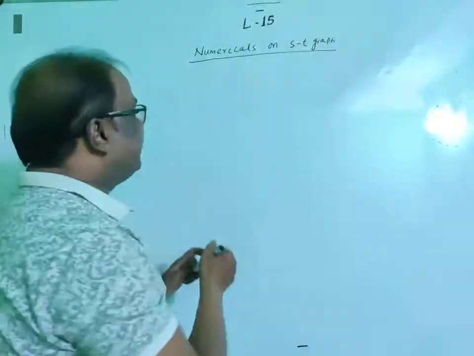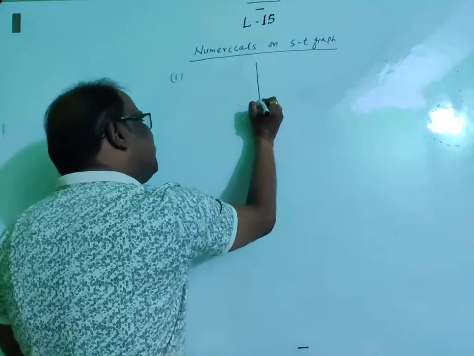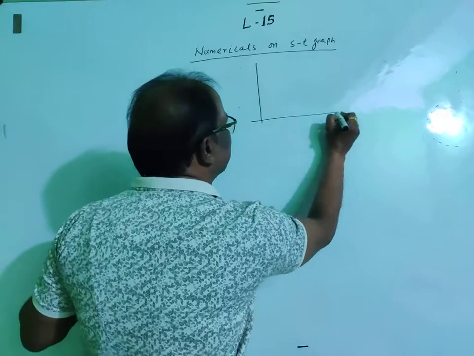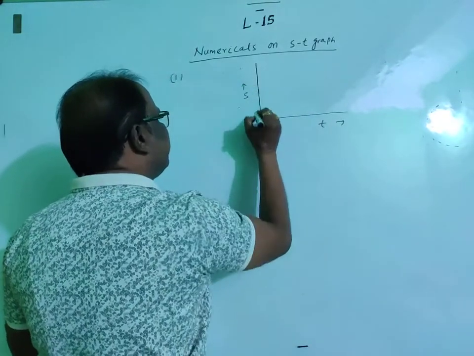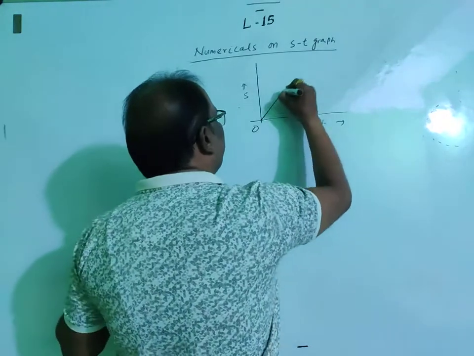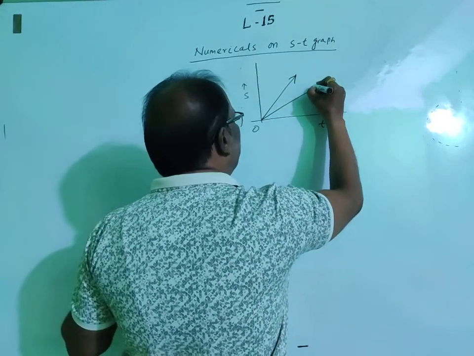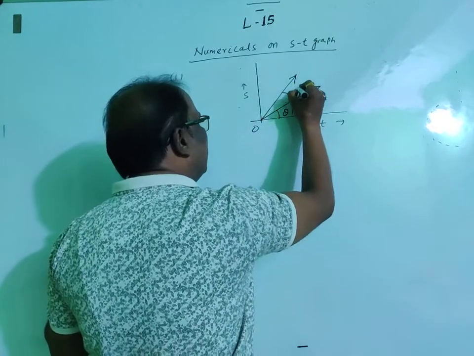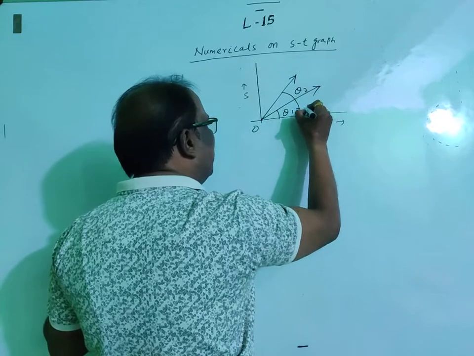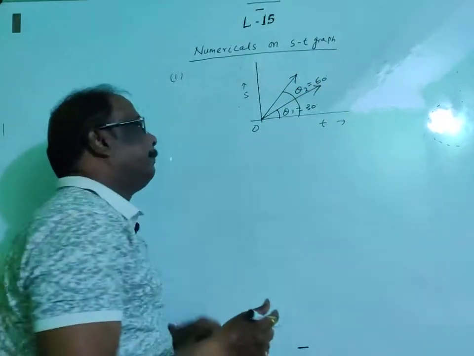Okay. Question number 1. Suppose a displacement time graph is given like this. This is 0. Two basic questions. These are two straight lines making angles theta 1 and theta 2. Let theta 1 be 30 degrees and theta 2 be 60 degrees.